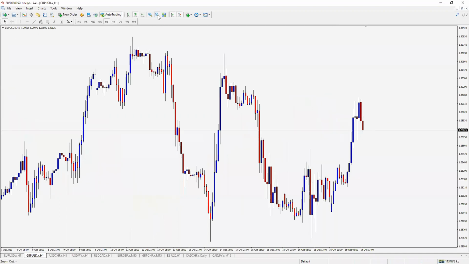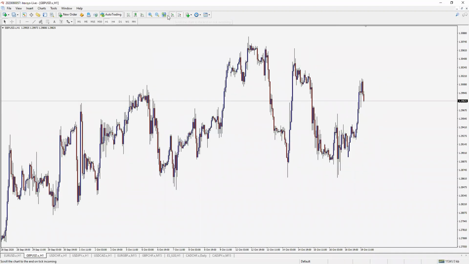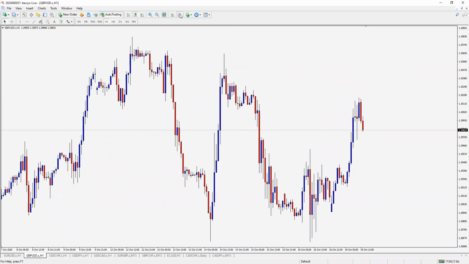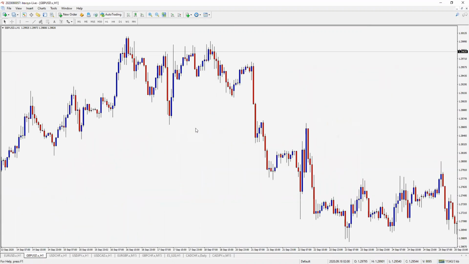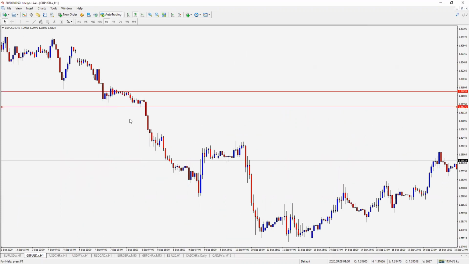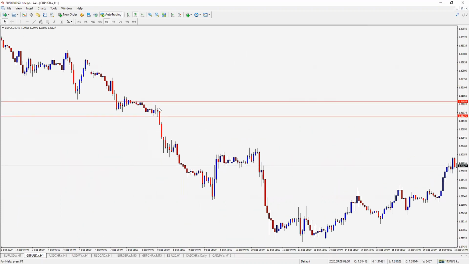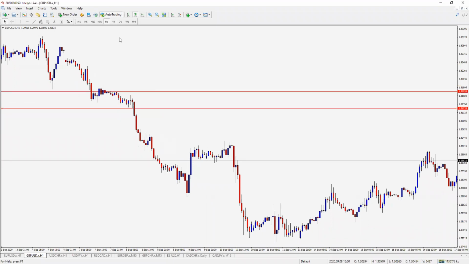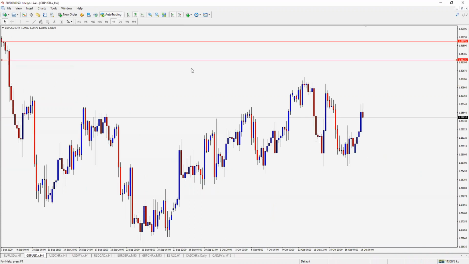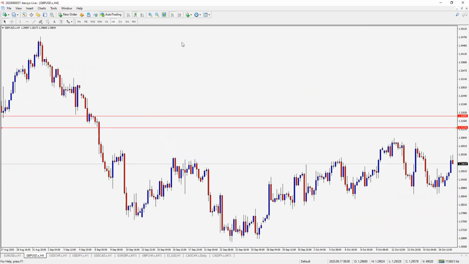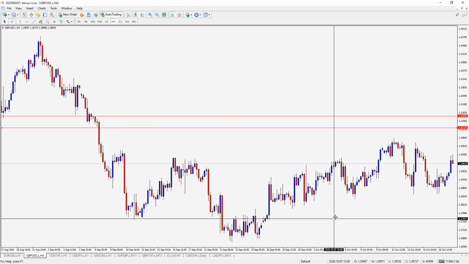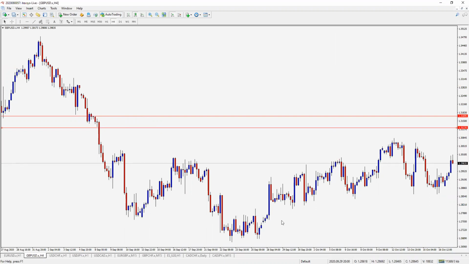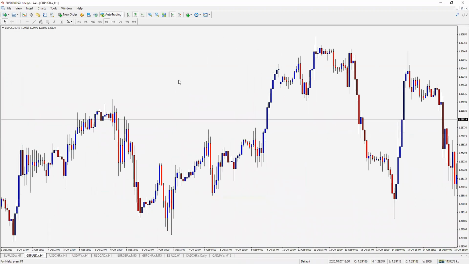Let's take it to the H1. So this is how it looks. That's the next level I will consider to sell on the first touch. Let's go back to the 4H. That's the level. And if I consider buying on the first touch, it's maybe this demand here at the bottom. Let's go back to the H1 and see how it looks.